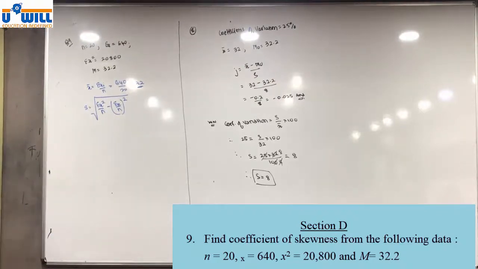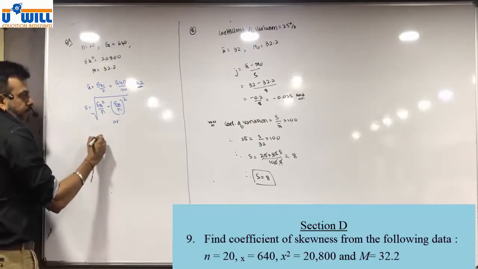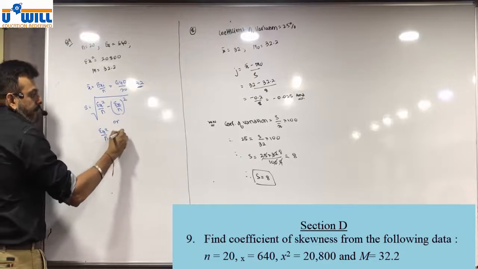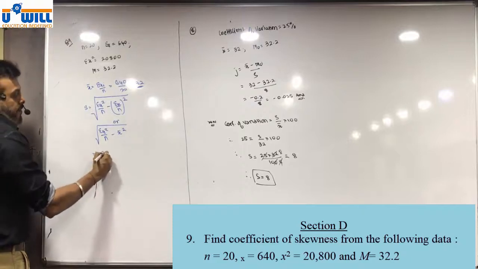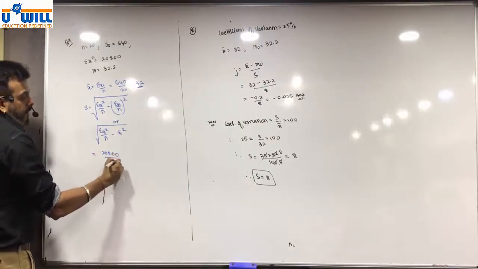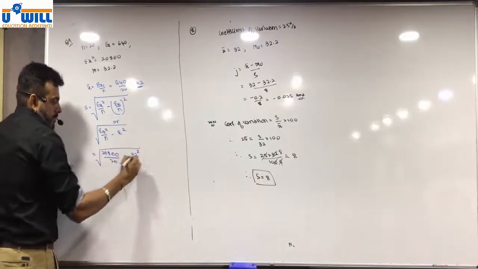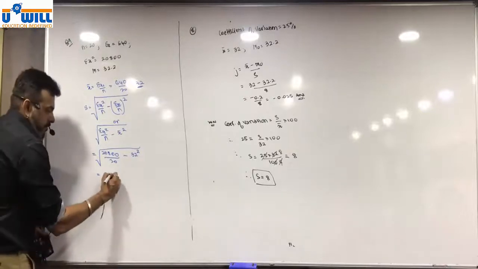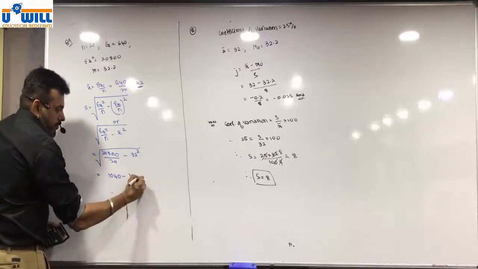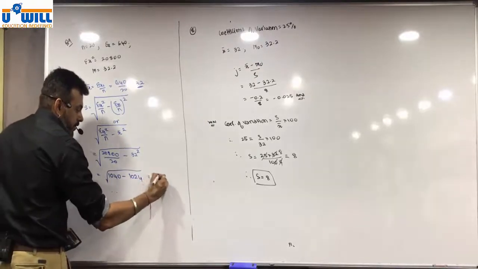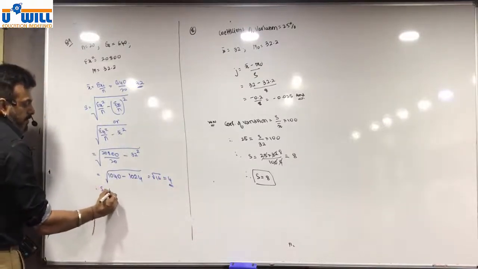Do you remember this formula? Or directly we can also use x bar square, I'll write over here, or sigma x square upon n minus x bar square, the whole under root, which is equal to 20,800 upon 20 minus 32 square, 1040 minus 1024 under root, which is equal to under root 16, which is equal to 4. Therefore, standard deviation is equal to 4.